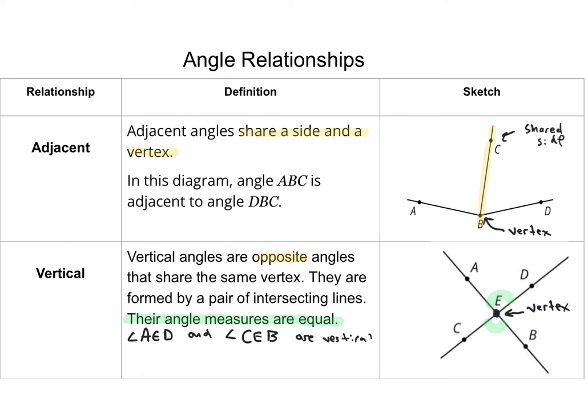And also, we have a set of vertical angles right there. So we could also say that angle AEC and DEB are vertical, therefore having equal measure.